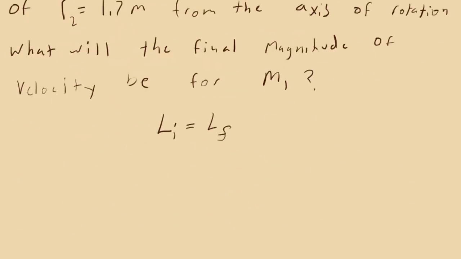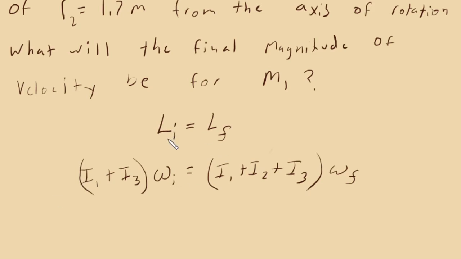So if we do that, we see that our initial angular momentum is going to be the sum of our moments of inertia. We initially only have I1, which is the moment of inertia of the person standing on the merry-go-round, and I3, which is the moment of inertia of the merry-go-round. And then after person 2 lands on the merry-go-round, we're going to have to consider all three moments of inertia multiplied by our final angular velocity.